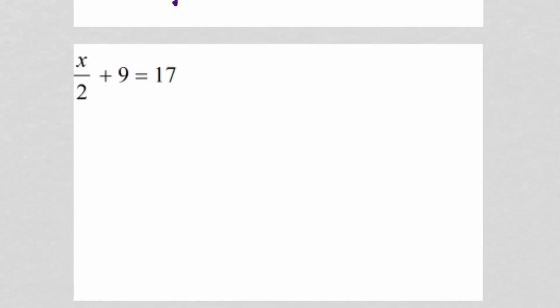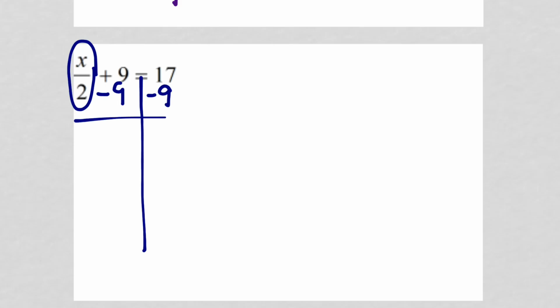Number 2 looks a little different because it has a fraction in it. I do the same exact steps though. I drop my line at the equal sign. I circle what I'm solving for, and I notice that plus 9 is located on the outside of that circle. So I need to subtract 9 from both sides.